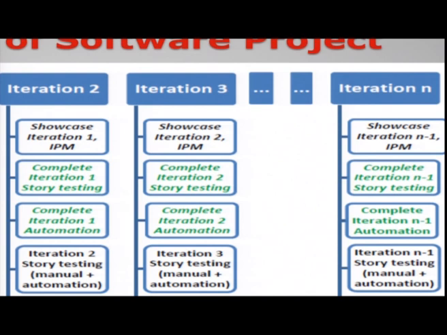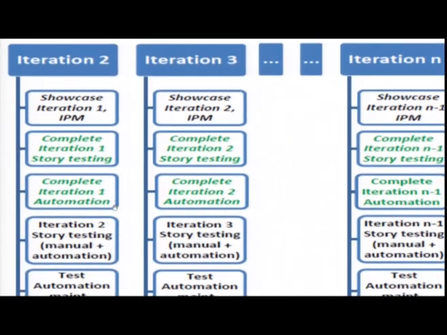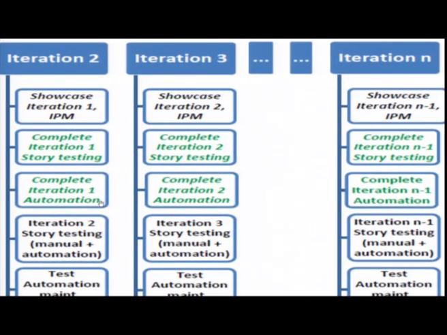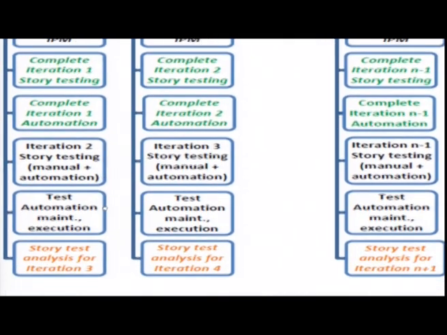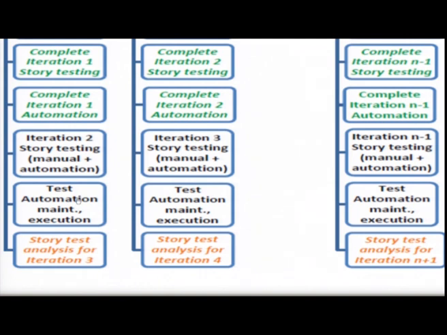You have a complete iteration 1 and the story is being tested. My dear viewers, kindly make a note, the story is being tested, story testing. Complete iteration 1 automation. In iteration 2, you have the story testing either in terms of manual or automation, test automation, maintenance, execution, and story test analysis for iteration 3.